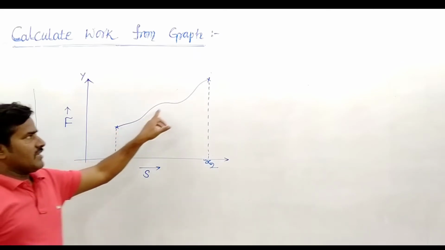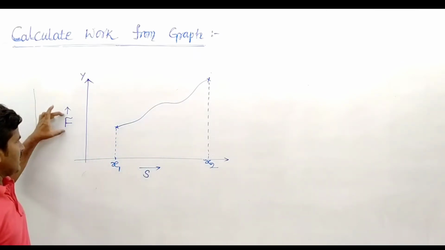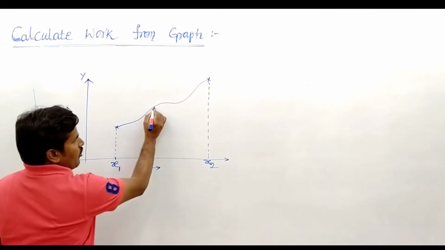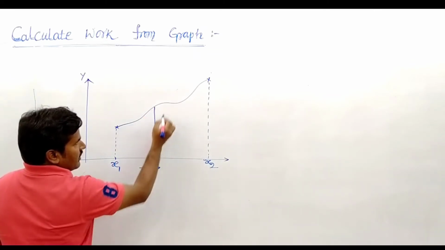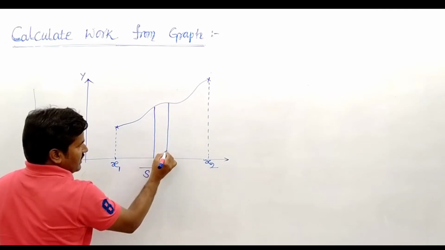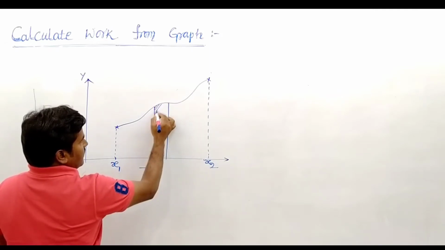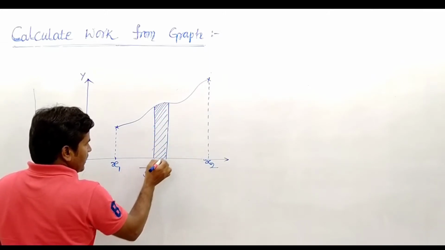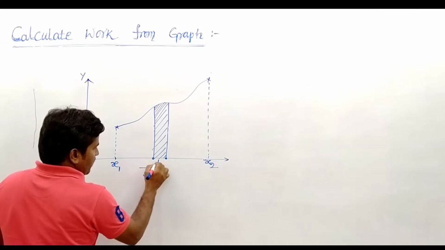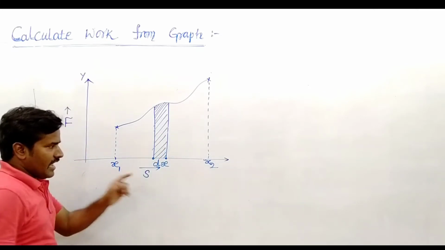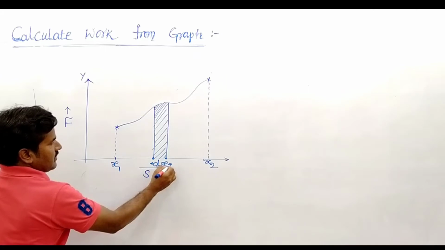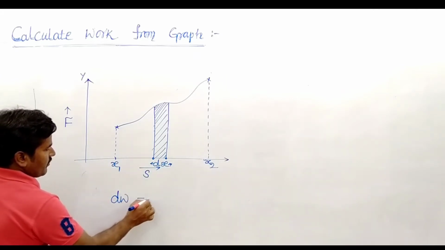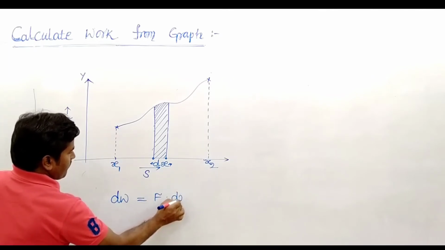This is the graph. The force varies, but in a single direction. In this condition, how much work is done? The graph between force and displacement is a curved shape, and it indicates a small displacement dx. The work done for this small displacement is dW, where dW equals F into dx.